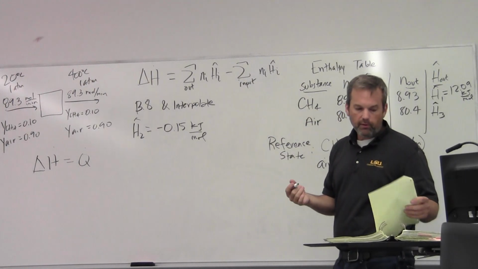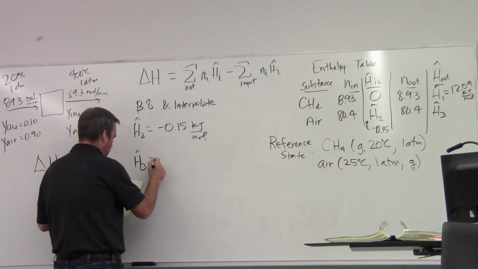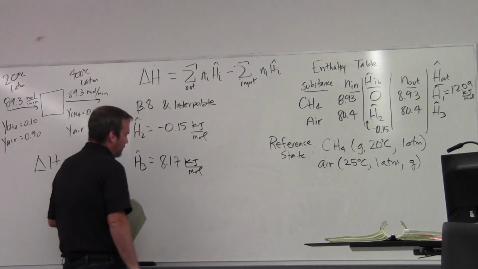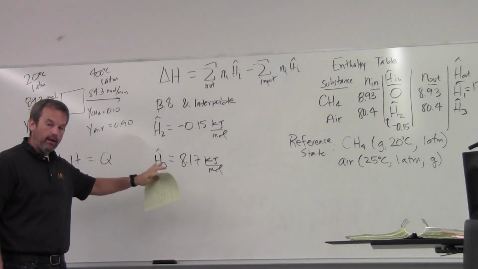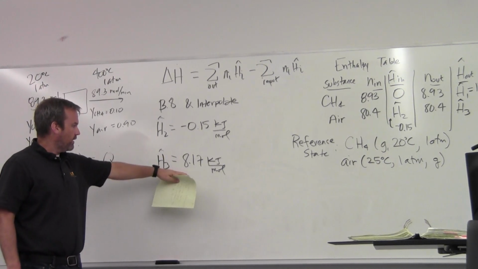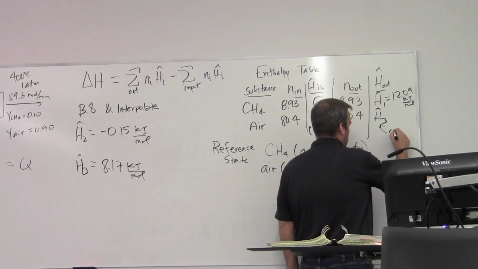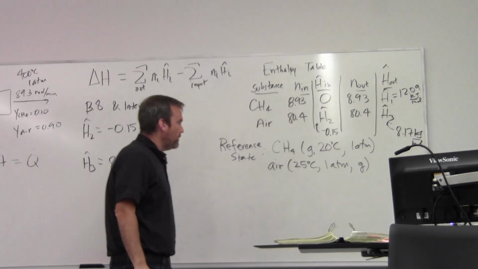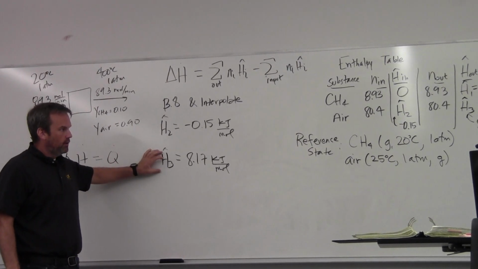H3, I don't even have to interpolate because the value for 400 is in the table. H3 is 8.17 kilojoules per mole. All right, so that's super convenient. That is way, way, way, way the heck easier than integrating, right? I can just look that value up right there in the table, plug it in, 8.17 kilojoules per mole. So that's the value and the beauty of using B8. So I interpolate here, no interpolation, but now I'm done.